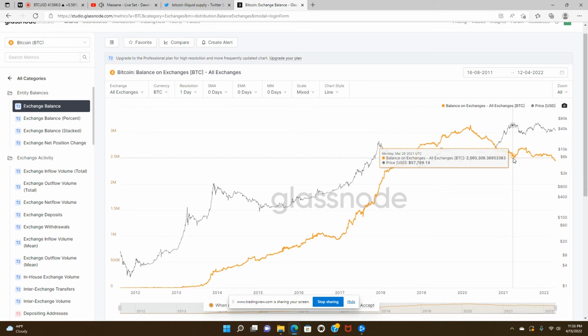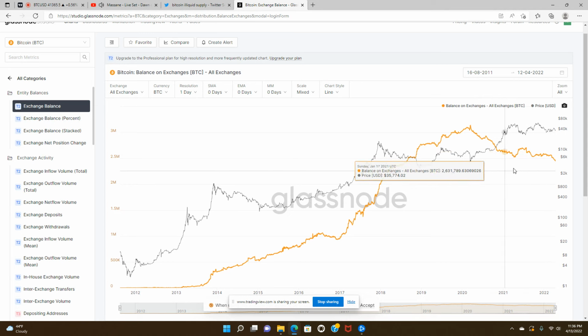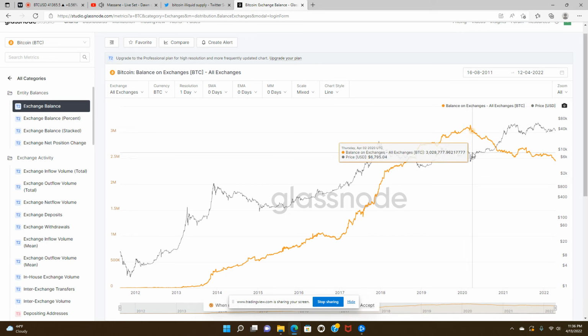And then it has a little bit of a bounce as price does the opposite. So you can see how this is moving contrary to price, right? It's running down as price goes parabolic. It bounces as price goes down, and then it dips a little bit as price rises. So we have this inverse nature here, and it's just continuing this very, very distinct downtrend in balances on exchanges.